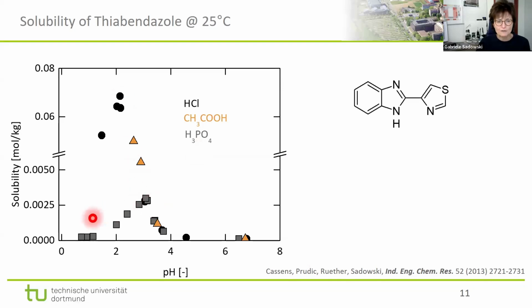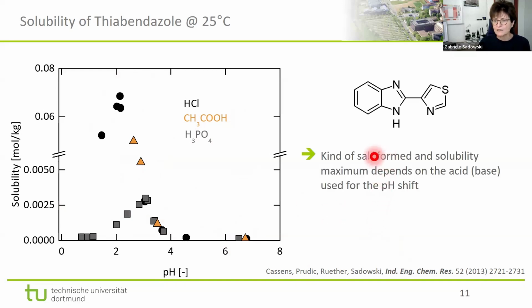So this is the phosphate that forms, and this is the chloride of thiabendazole that forms. And for the non-ionized form, you see all curves really match on one curve, and of course the ones for the salts are different. We do not have the solubility of the acetate here, but this is obviously something which we would have to expect in between. So that means, of course, it's not surprising, the solubility of the ionized form, that means of the salt, depends on the kind of acid or base that we used for shifting the pH.